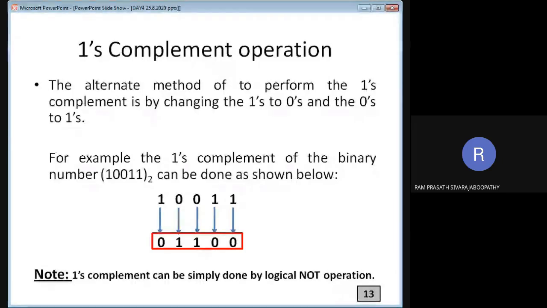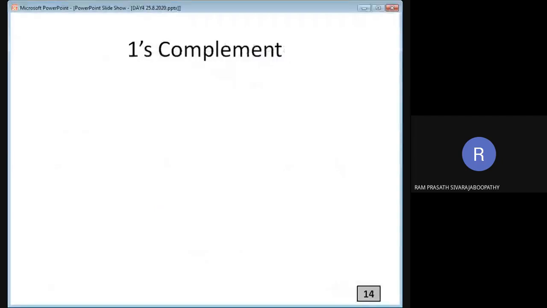Fine. So find the ones complement of this number and type it in the chat box. 10101.